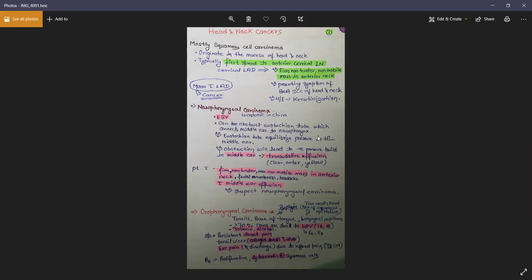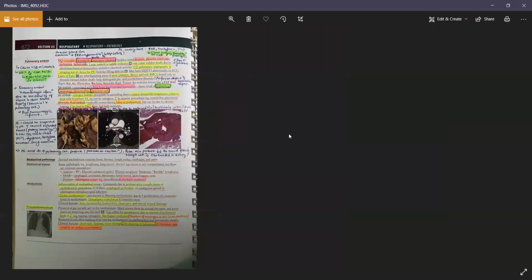Any doubt on these cancers? No, thank you. Okay, so I think we should wind up here for now. We will finish this chapter, I think, tomorrow.